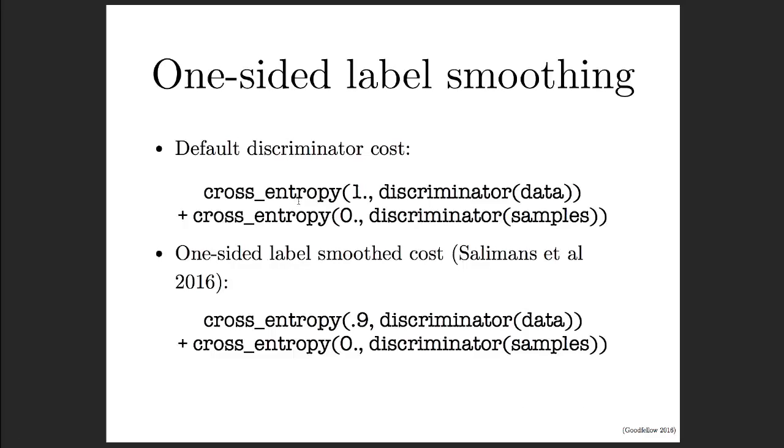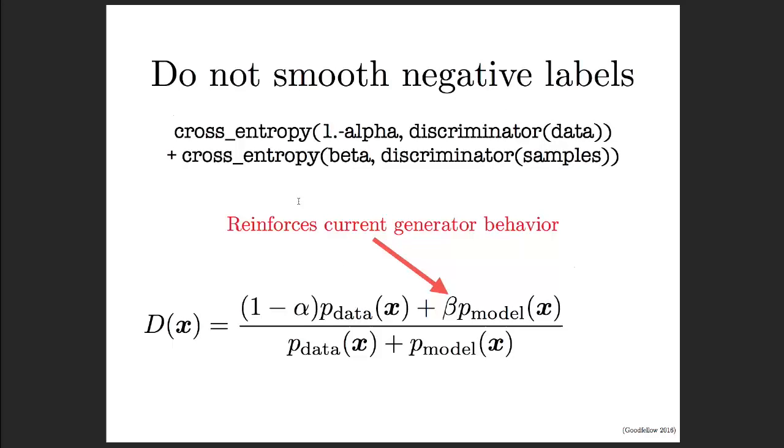So what this will do is you can think of it as introducing some kind of leak probability that sometimes the data has been mislabeled, that we accidentally gave you something fake and said it was real. In particular, this will reduce the confidence of the model somewhat so that it will not predict really extreme values. It's important not to smooth the generator samples, and we can see this by optimizing what the optimal discriminator is.